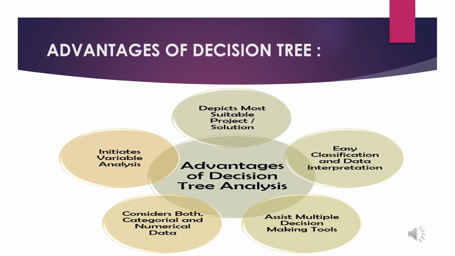The second advantage is easy data interpretation. Most importantly, the decision tree, as we have shown in our example, eases the process of segregating the acquired data into different classes so that it becomes very similar kind of data and can be easily compared with each other. The third advantage is that it assists as a multiple decision making tool.